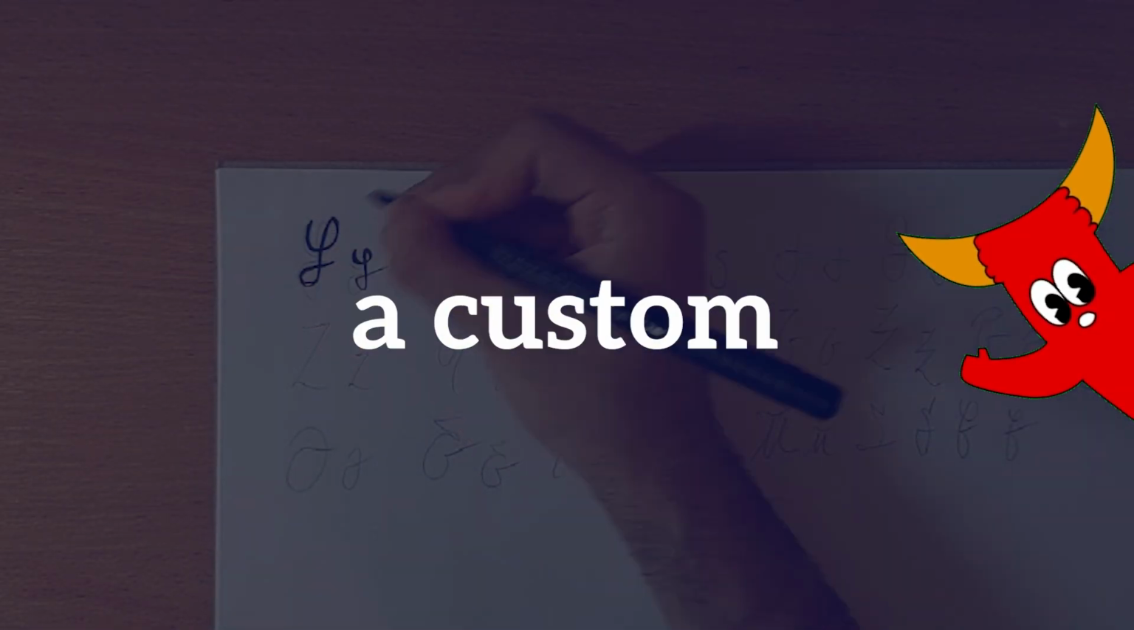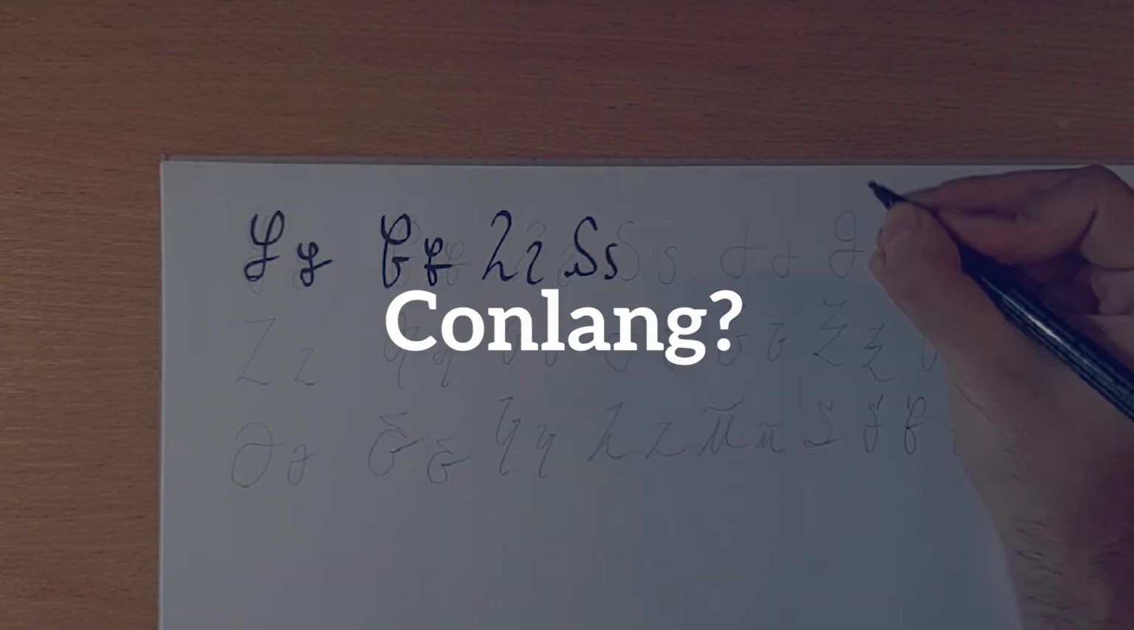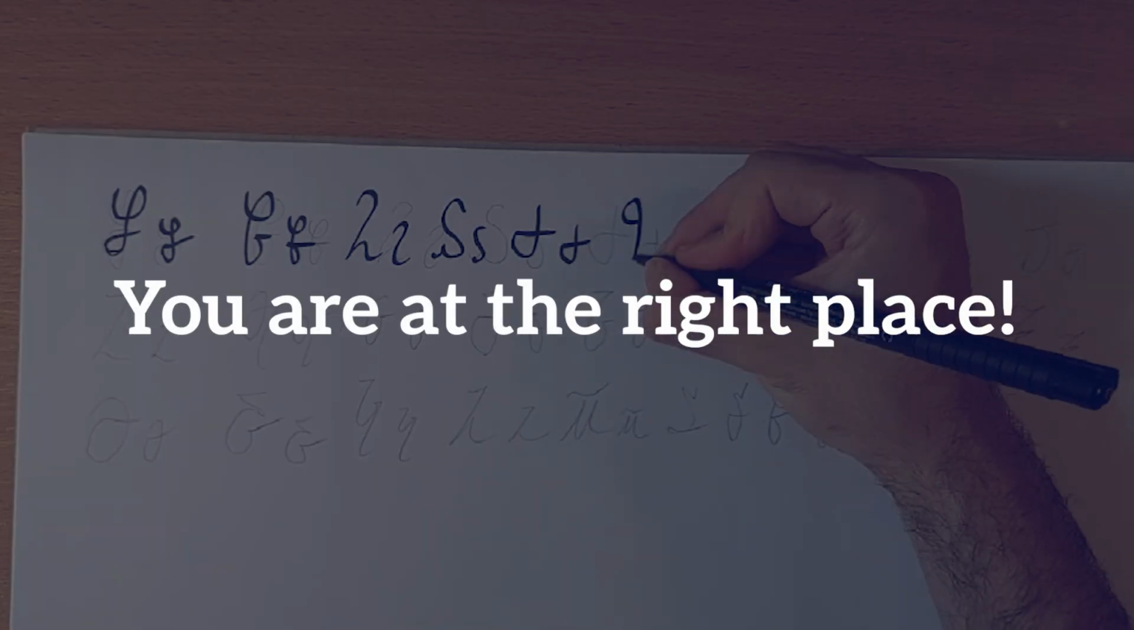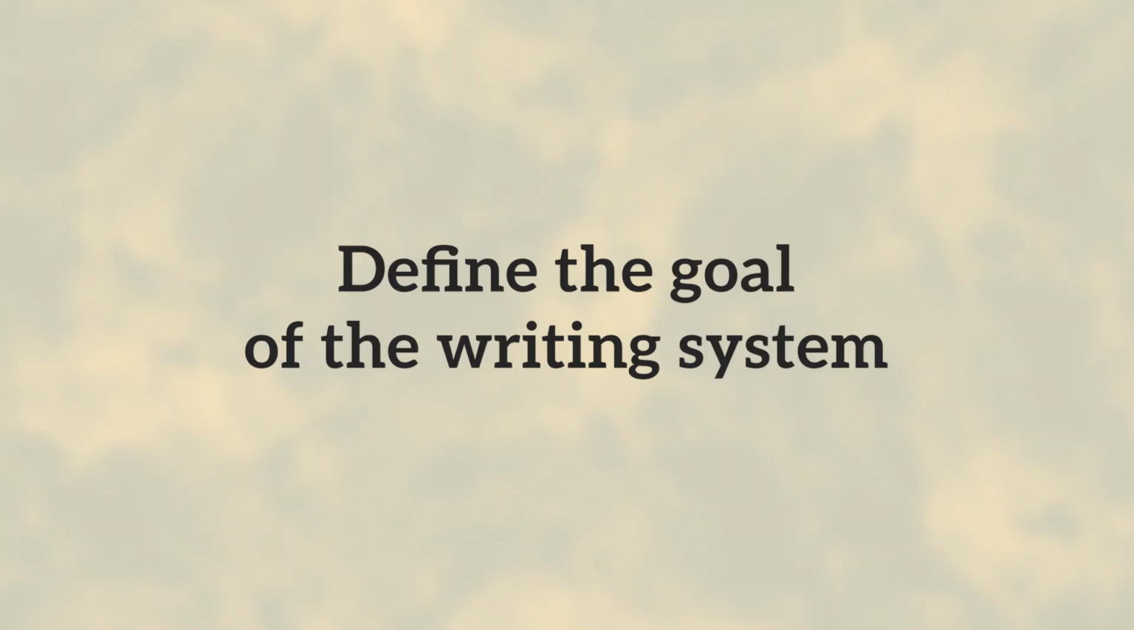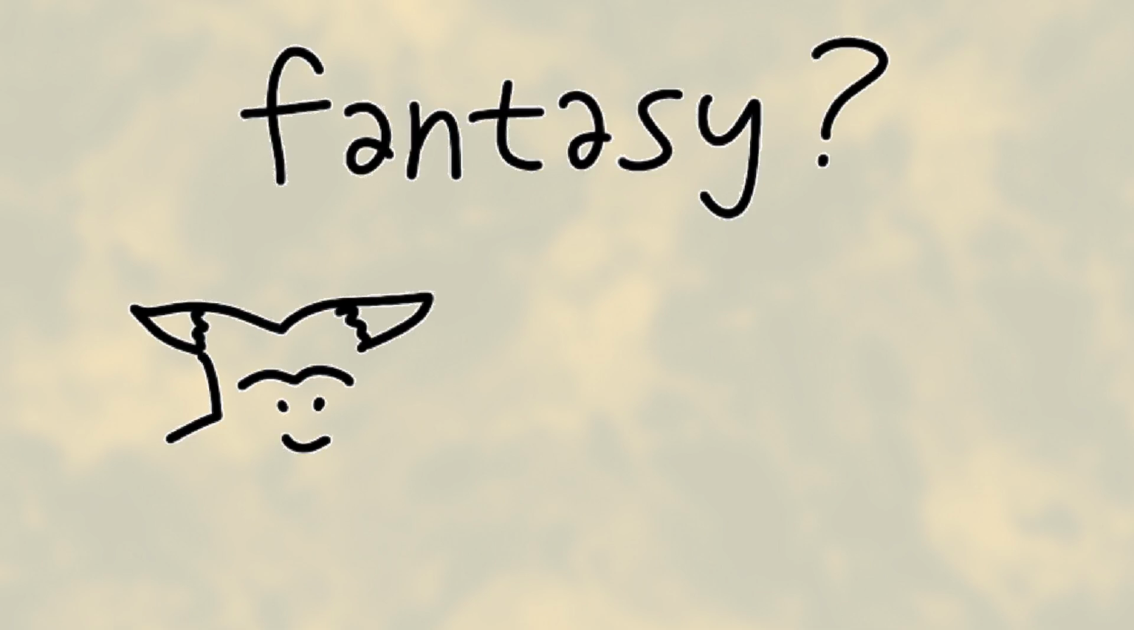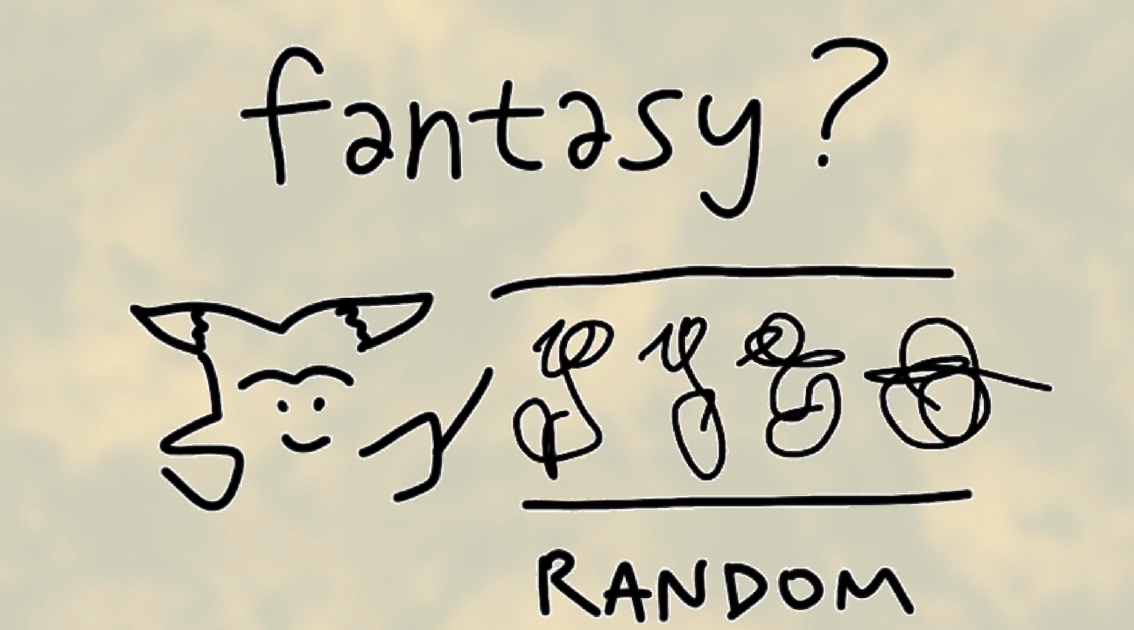You want to make a custom writing system for your conlang, video game, or something else. You're at the right place. Start by defining the goal of your writing system. Will it be a script that will be made out of geometry, or will it be a completely abstract fantasy writing system? Let me show you something.